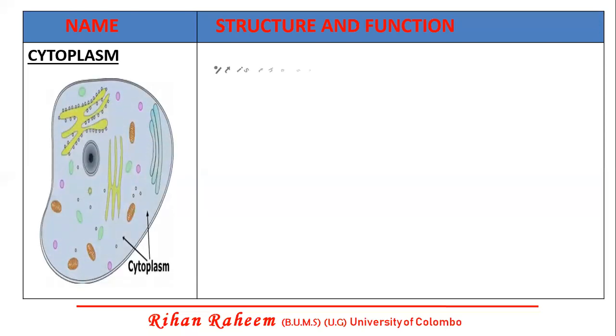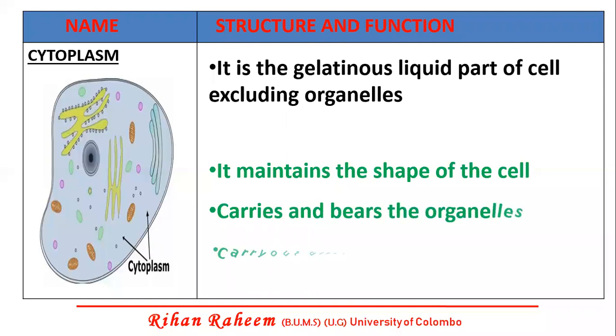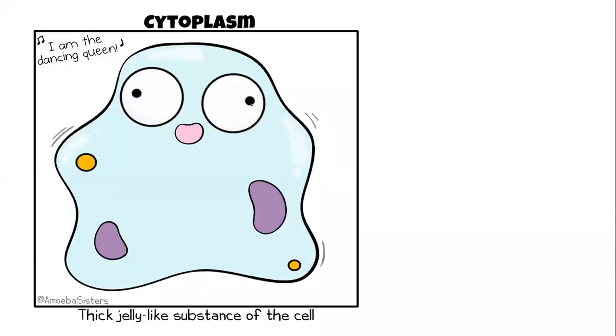So the next one is cytoplasm. Inside the plasma membrane, there is a liquid, or we can say semi-solid, not totally liquid, not totally solid, liquid gelatinous substance that is known as the cytoplasm. It is the gelatinous liquid part of the cell, excluding the organelles. Without the organelles, it is known as the cytoplasm. It maintains the shape of the cell. It carries and bears the organelles, and carries out different metabolic processes. So all these are done in the cytoplasm. In light blue color, they have given that full background. That is the cytoplasm, the liquid.